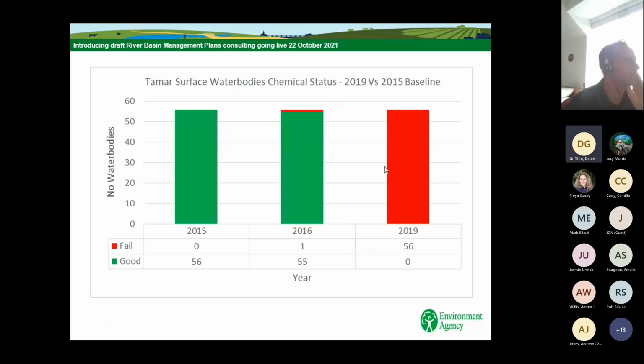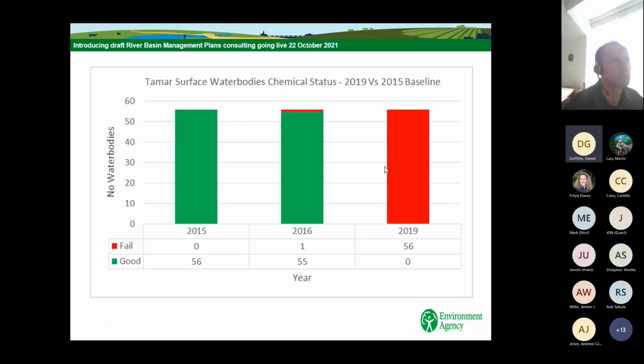So this is something that's been in the press quite a lot since the classifications were released. We've obviously seen a major change in chemical status for our surface water bodies, and it's something that affects the whole country. It's not specific locally at all. And we're now seeing, basically for the 2019 assessment, all the water bodies are failing.